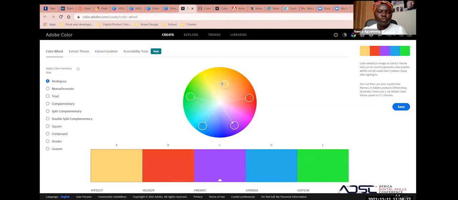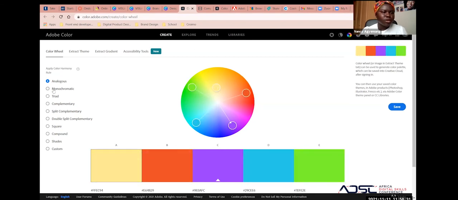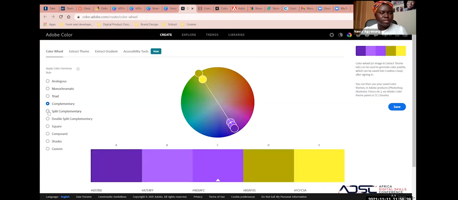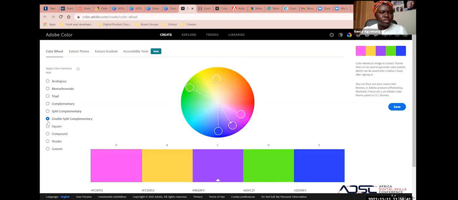So whichever way you want it, you can drag it here, or you can, so here you have the different types, the rules, it's on this side. You can always experiment with it.